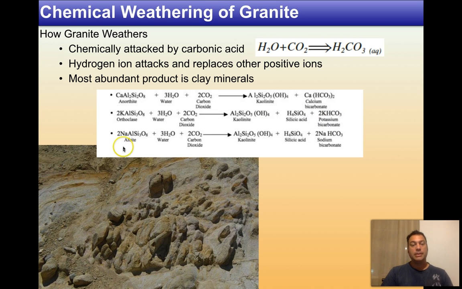And last but not least, albite, which is the last of the three feldspars, plus water plus carbon dioxide is going to give you kaolinite.